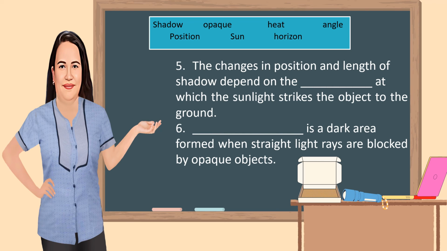Number 5. The changes in position and length of shadow depend on the blank at which the sunlight strikes the object to the ground. Number 6. Blank is a dark area formed when straight light rays are blocked by opaque objects.